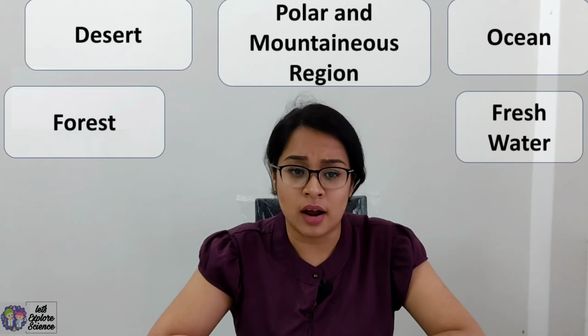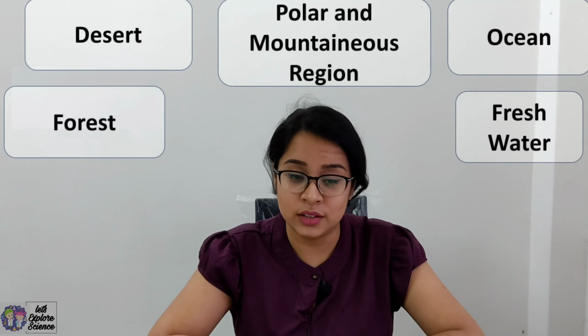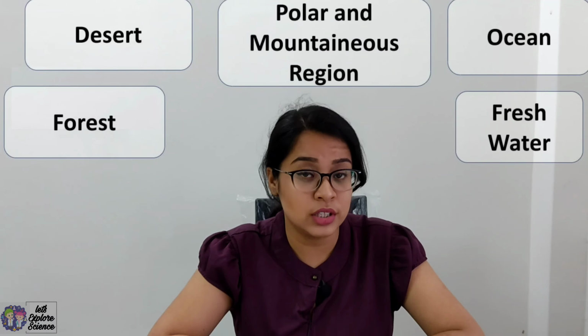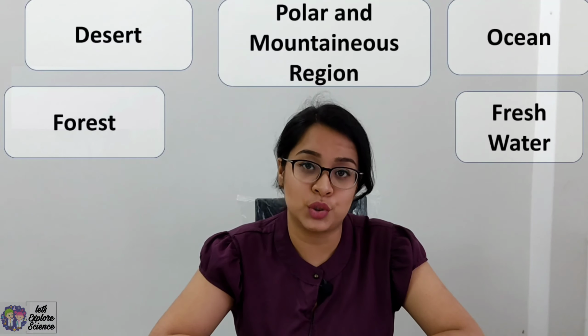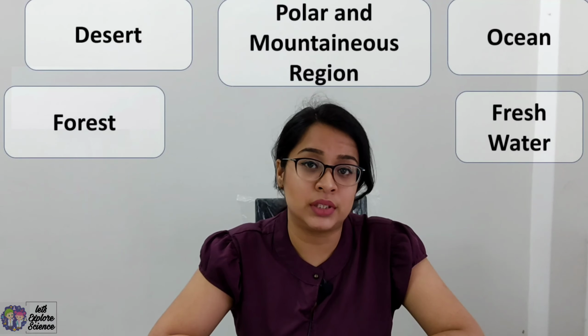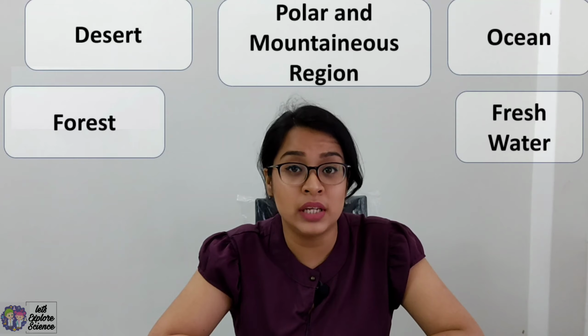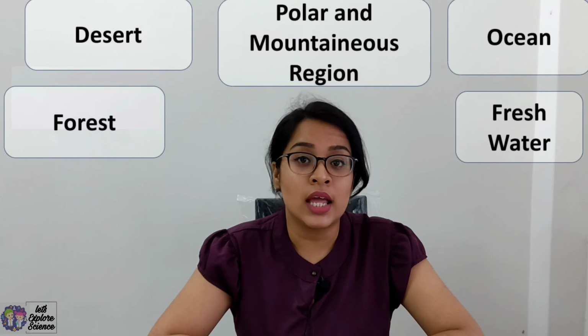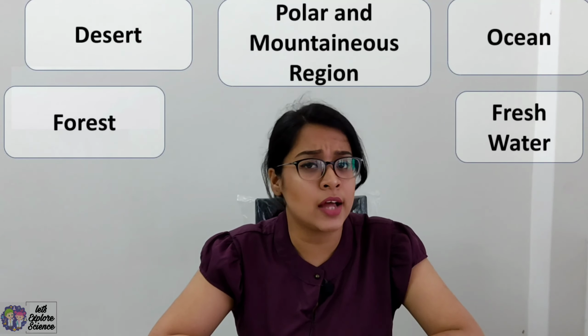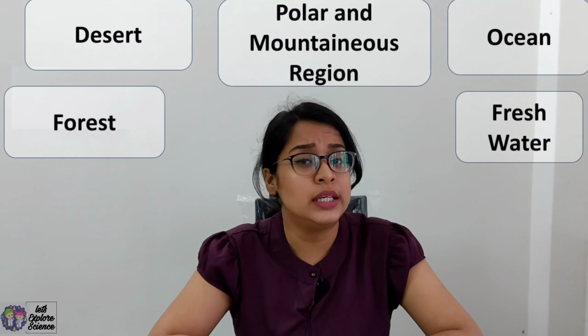There are 5 major types of habitat. These are forest, desert, polar or mountainous region, oceans and freshwater. In these habitats, different types of organisms live, and you will see they have adapted or they have some special features to live in those areas. Now let us start with the different types of habitats.